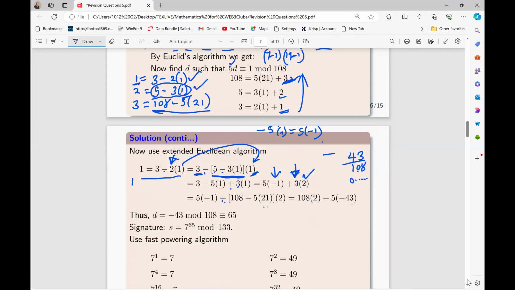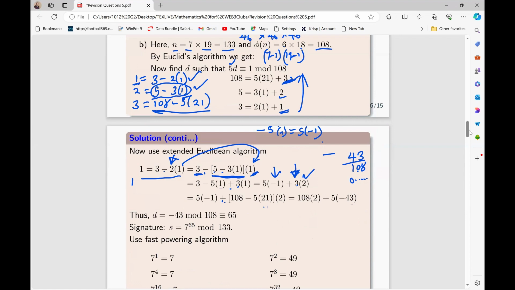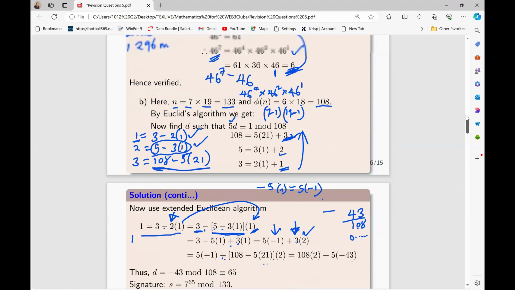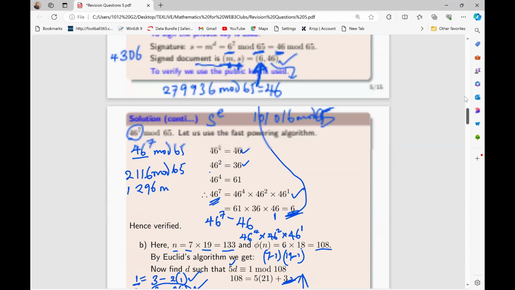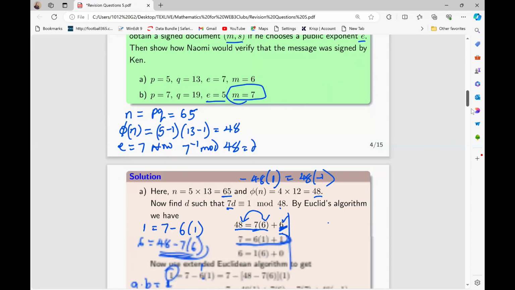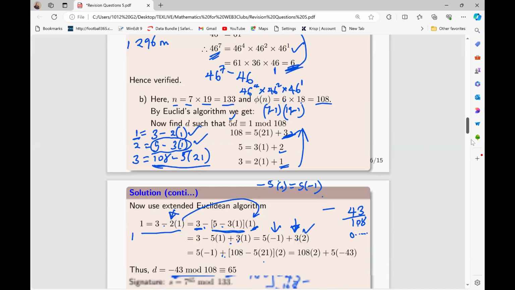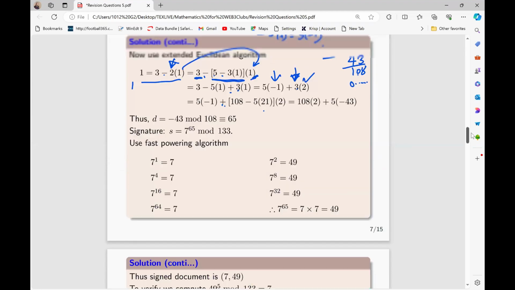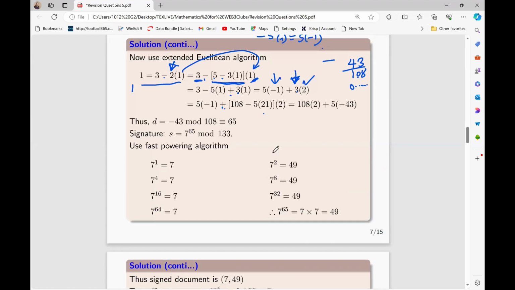Now, I want to sign our document. What was the document? Our document was 7. So this is what we want to sign. We know how to sign it. We know that for us to sign it, we raise it to D. This is 7 raised to 65.